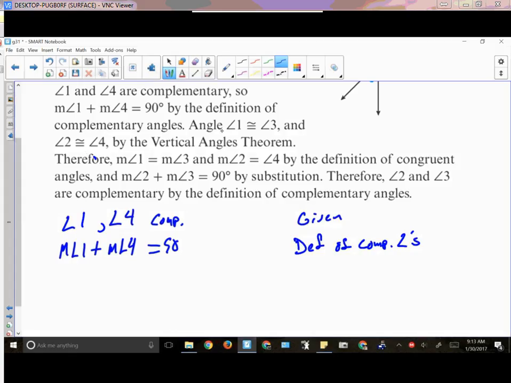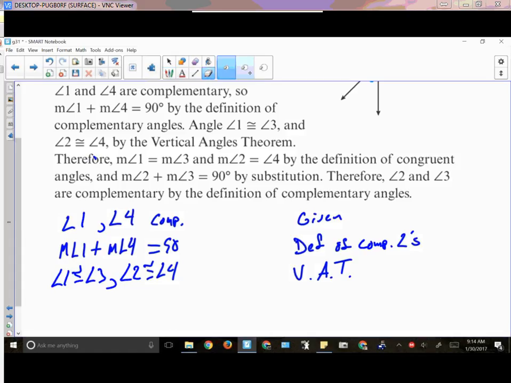Now, it says angle 1 is congruent to angle 3, angle 2 is congruent to angle 4. Why? Vertical angles theorem. Now it says therefore. One of the little things you can catch here is this therefore. That means that we're concluding something based on information that we have. That's what the therefore means in here, so it means we're getting close to the end.